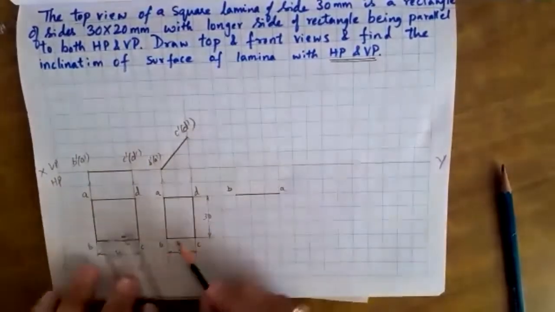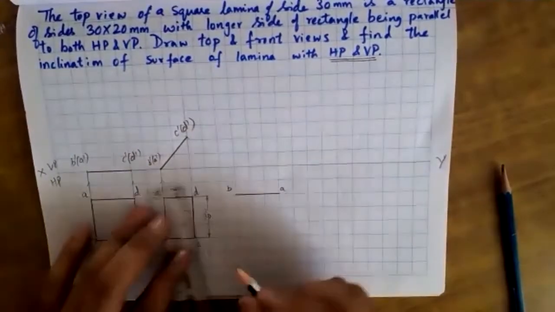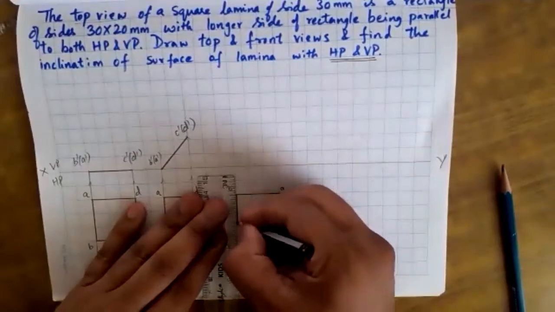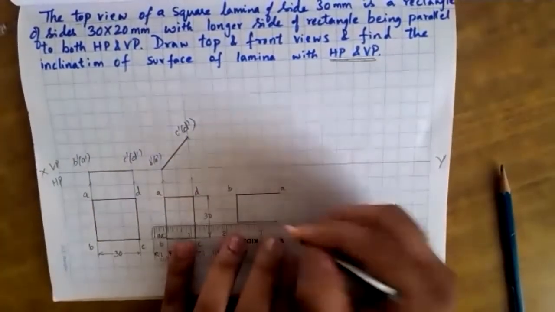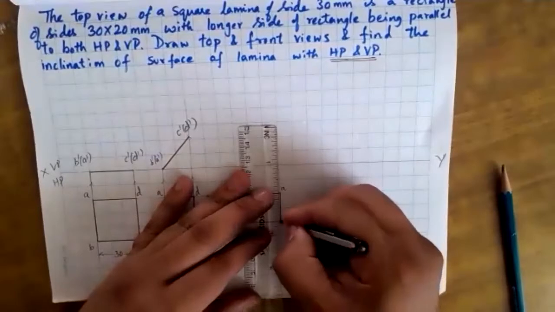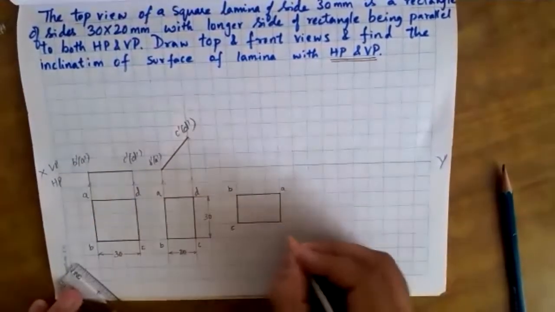So AB is over, BC is 20 mm. So 2 boxes, I'll draw a line. Again, I'll complete this figure for 30 by 20 and name it appropriately. See, only if you name and continue can you understand ABCD.